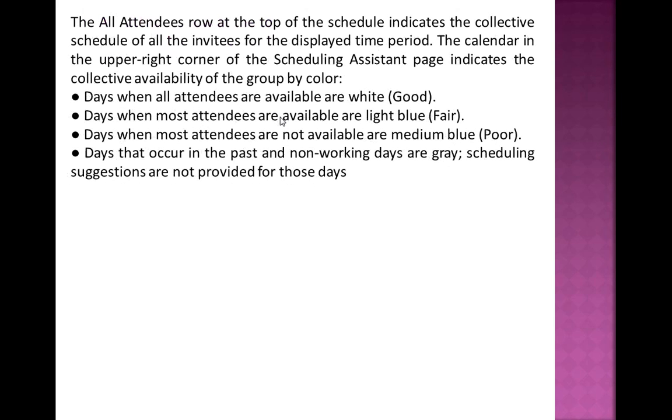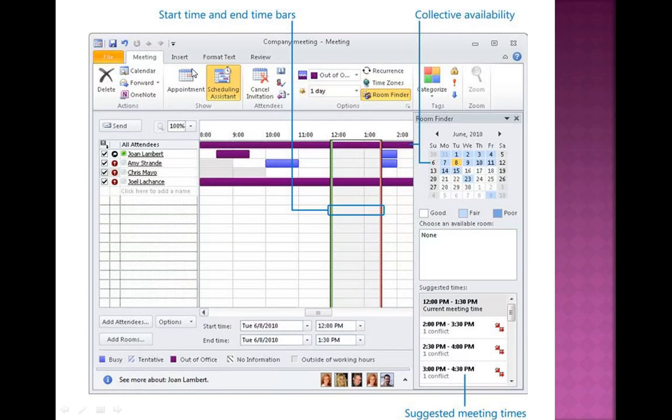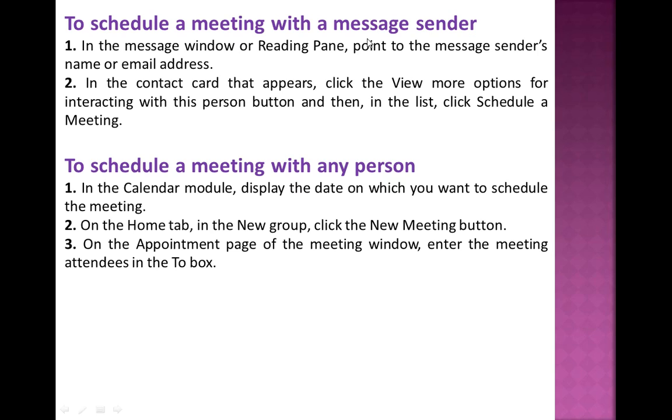Then how to schedule the meeting? These are the different styles of how you schedule the meeting. In the message window or the reading pane, point to the sender's name or email address. In the contact card that appears, click the view more options or options for interacting with person button, and then in the list click schedule a meeting.